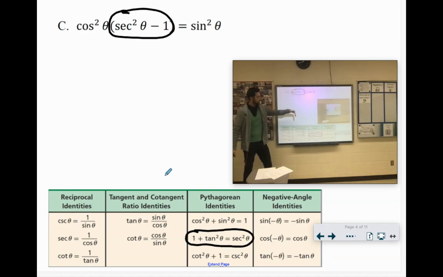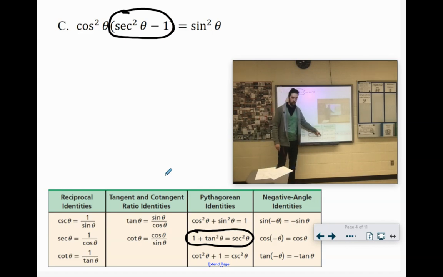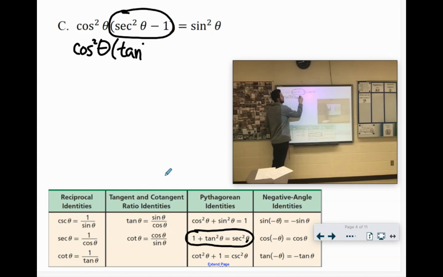There we have 1 plus tangent squared theta equals secant squared theta. So the only difference is it has secant squared theta minus 1. So we moved the 1 to the other side. Just using our equation solving skills, we could say that that is equal to tangent squared of theta, right? Because if you moved the 1 to the other side, it would come out to secant squared theta minus 1. So if we rewrote that, cosine squared theta didn't change, but we can replace this secant squared theta minus 1 with tangent squared theta.